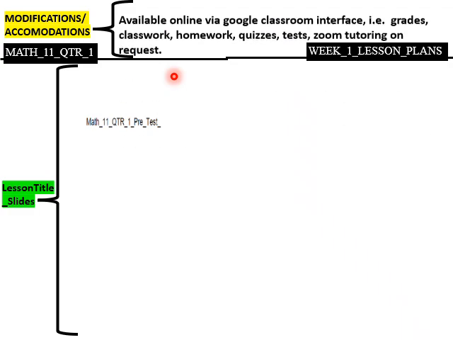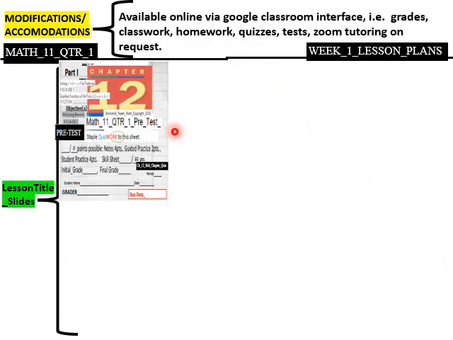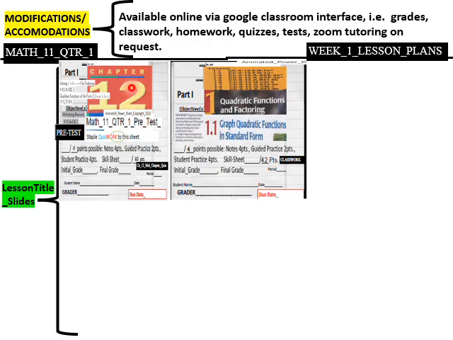So let's go into furthermore modifications, accommodations. So we got available online via Google Classroom interface. That is grades through Google: grades, classwork, homework, quizzes, tests, Zoom tutoring on request. And let's go into our pretest here, worth 60 points.